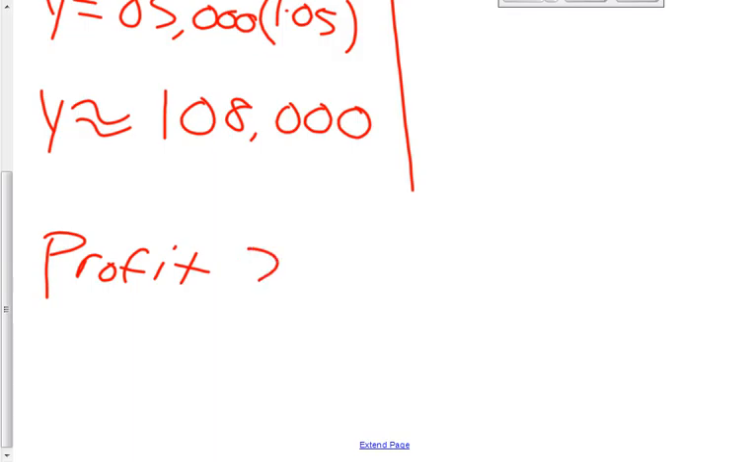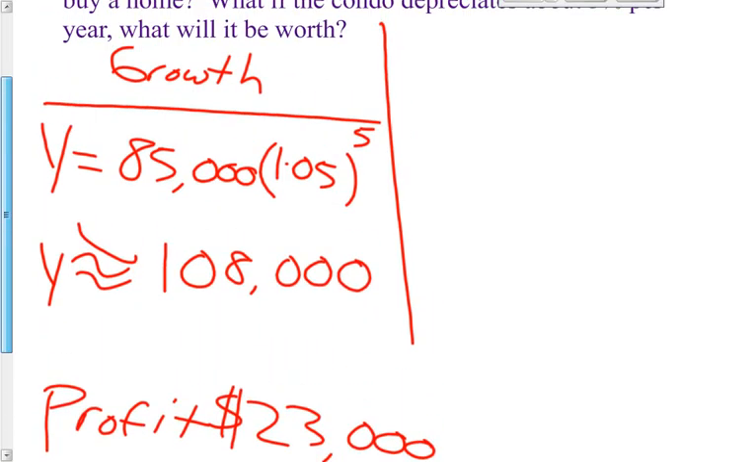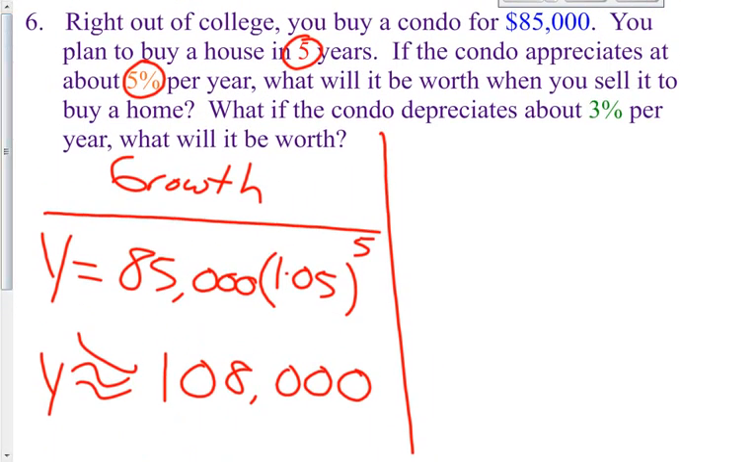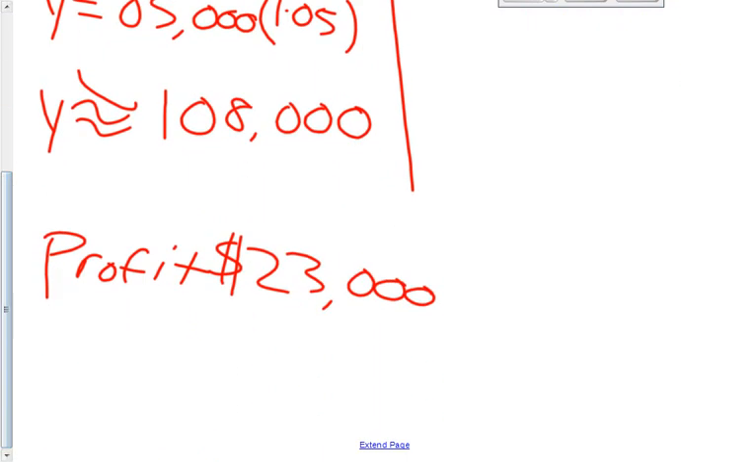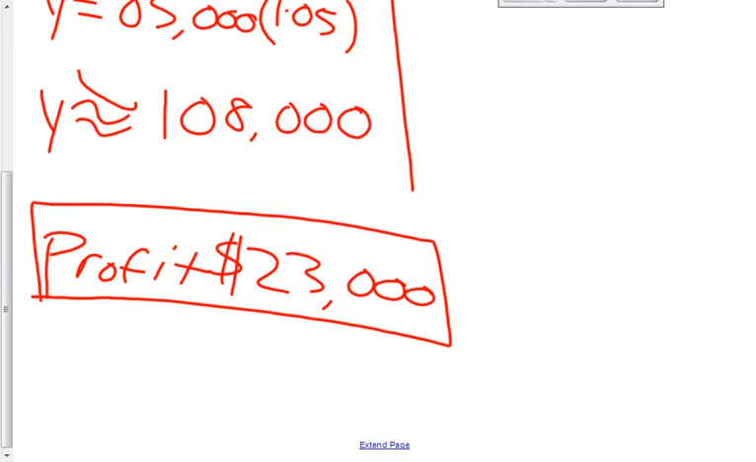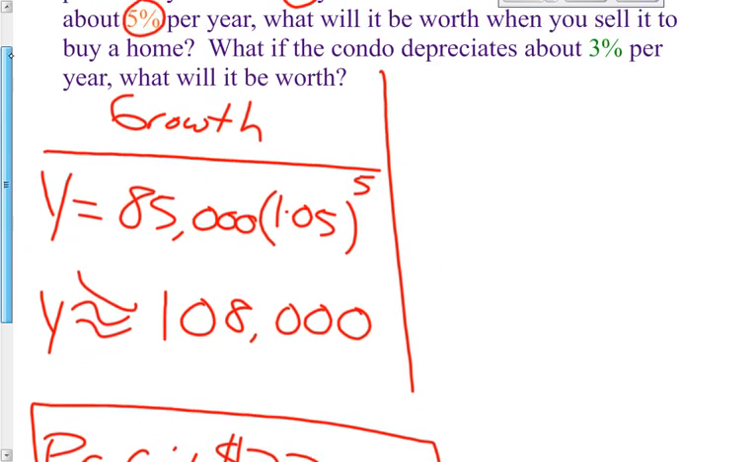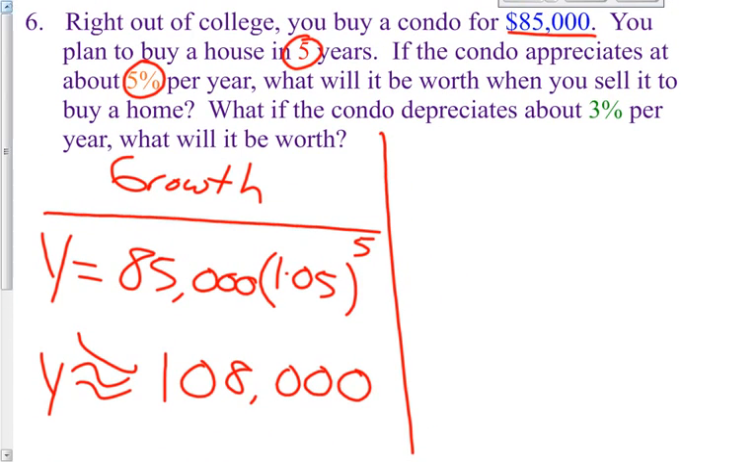You can make a profit if you sell it. That profit of being $23,000. That's the difference from 108 to the 85,000. Okay, 108 minus 85 is $23,000. Just by living in that condo. Now what happens if it depreciates, class? That's bad for you because that means that it's going to get less. It's going to decay. You're going to lose money just by living in that condo.